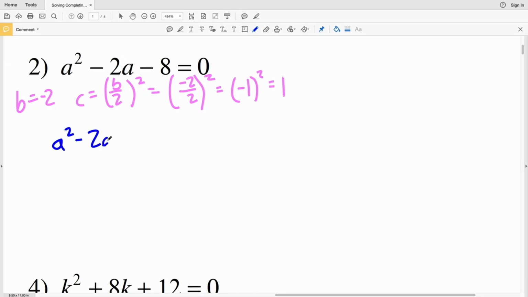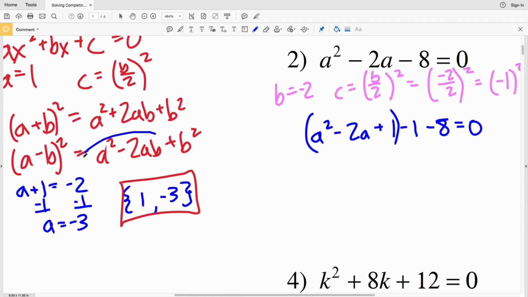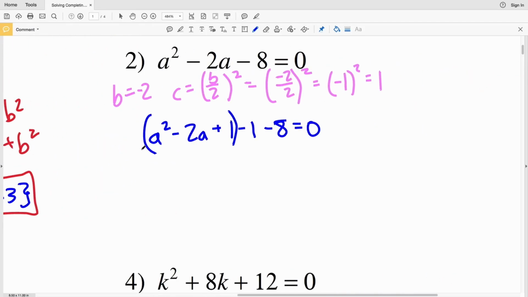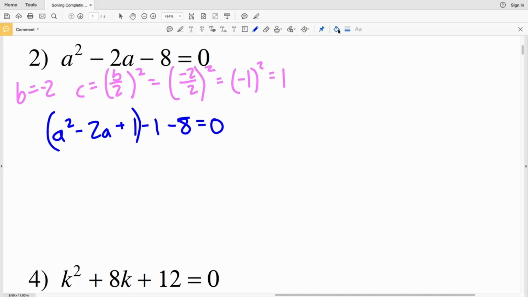So I'll have a squared minus 2a, and then I'll add 1 and subtract 1, essentially adding 0, and then I still have to have minus 8, and that will equal 0. Now, a squared minus 2a plus 1 is in the form of a squared minus 2ab plus b squared. So I can rewrite this as (a minus b) squared, where my a value is simply a, and my b value is that positive 1.